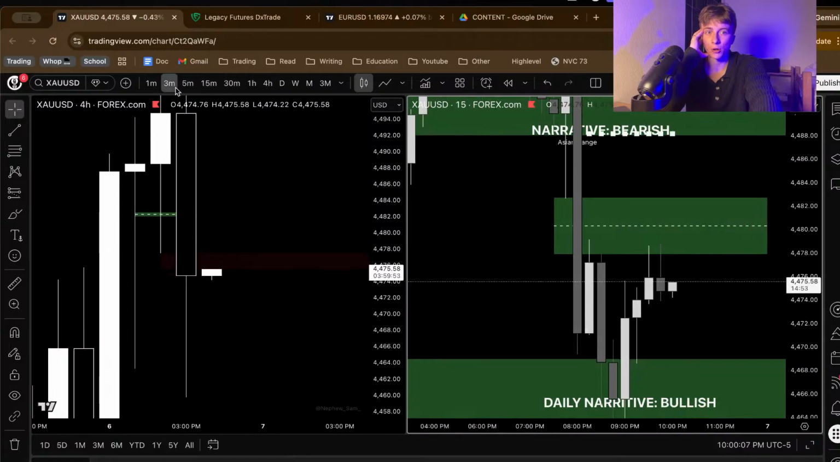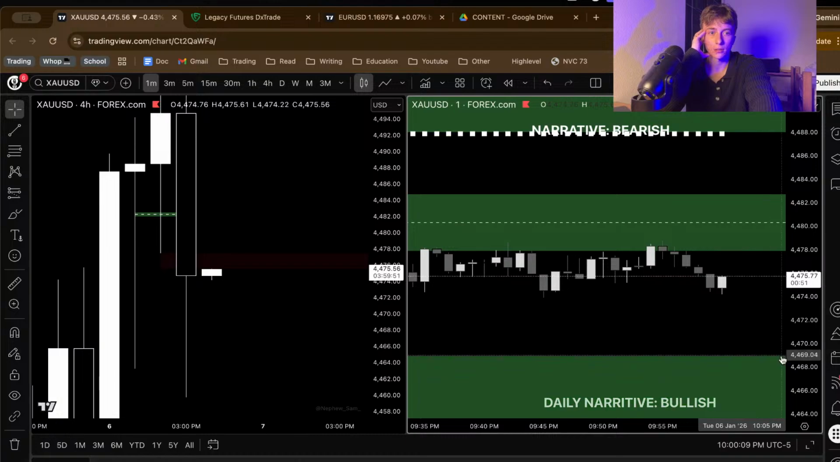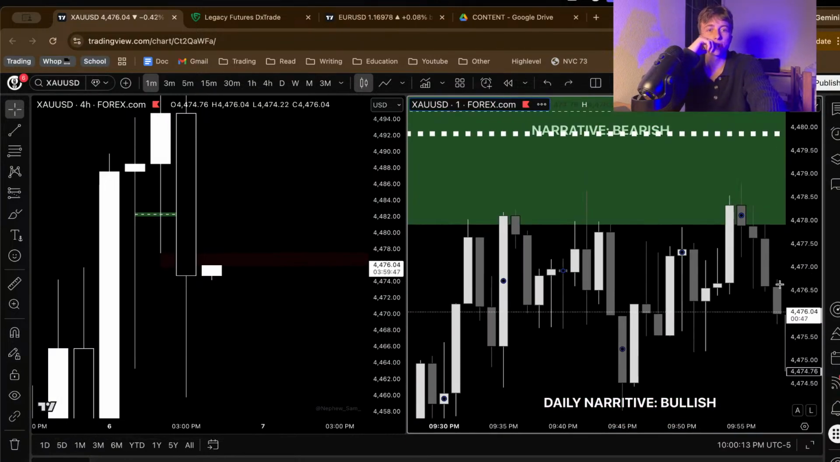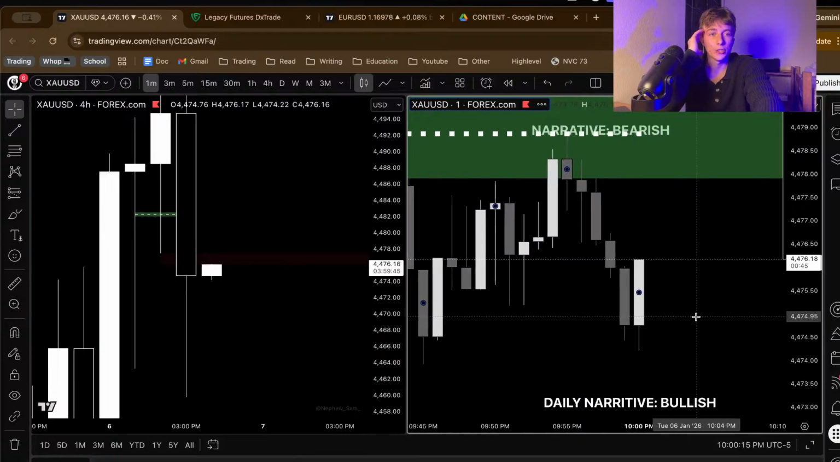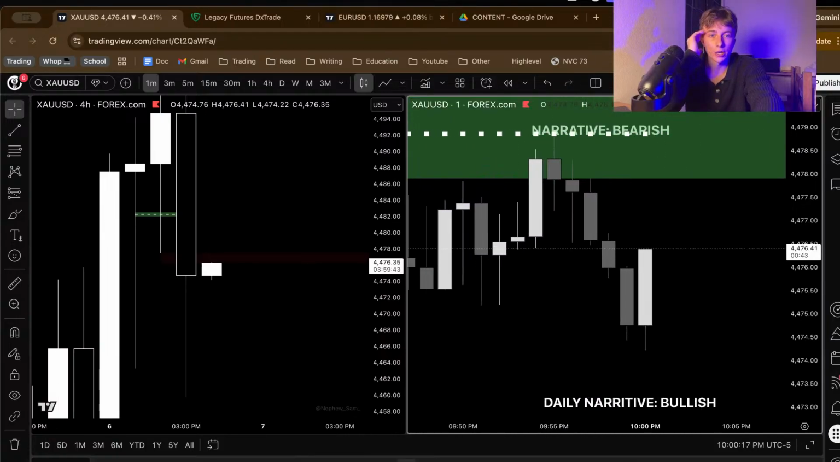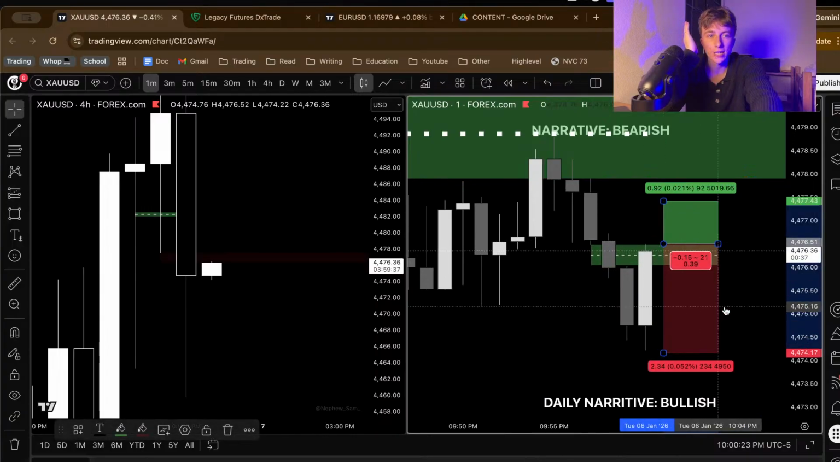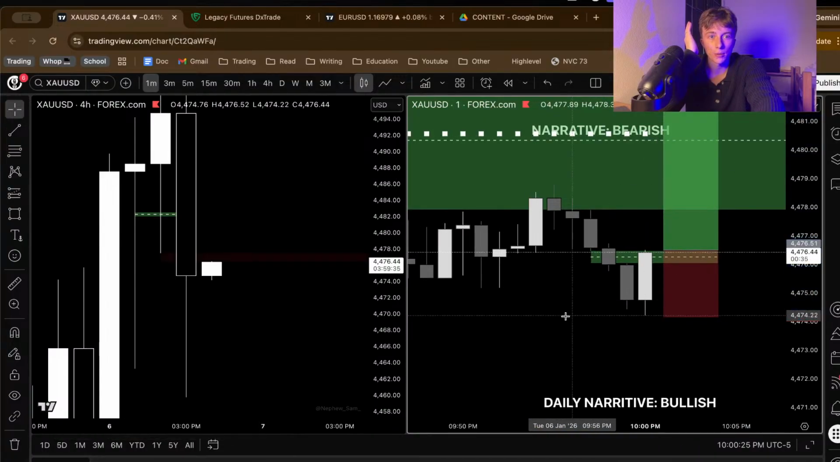All right, guys, I want to enter here. Doesn't look like there's any fair value gaps or anything we can use. I'll probably use this one right here, 1 minute time frame. If it closes above this one, I'm in, okay? I'm literally hopping in as soon as it closes above this gap right here, and I'm gonna run it up.